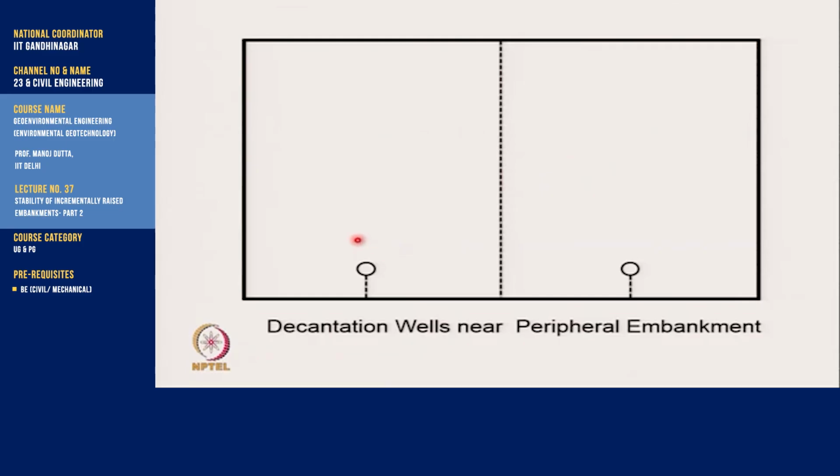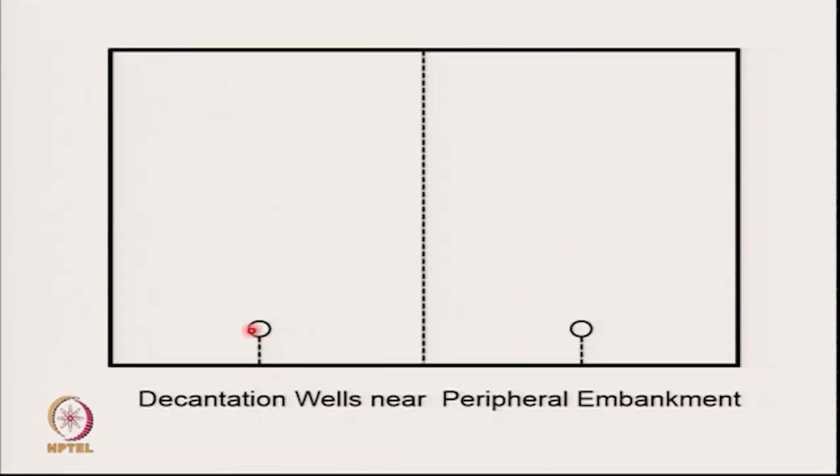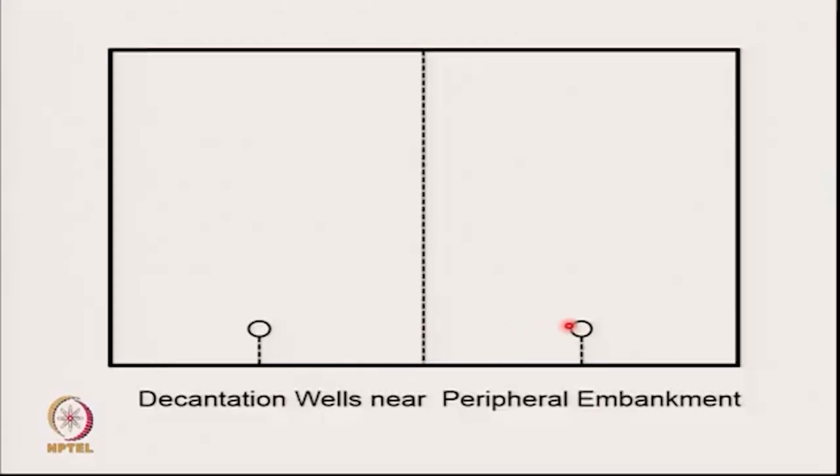And I tend to keep the decantation wells close to the embankment. Why? So that I can reach them for maintenance. You recall I have shown you the location of the decantation well is typically close to the embankment. If you are close, you can put a little connector from here to here and you can maintain it. You have to go and close the openings, the ports from time to time as the water level rises. So you have the decantation wells here.